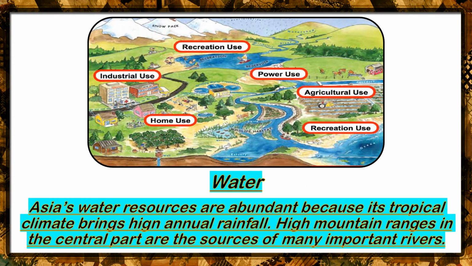Next class, we have water. So Asia's water resources are abundant because its tropical climate brings high annual rainfall. High mountain ranges in the central part are the sources of many important rivers. So because we have abundant supply of water, we can use it for recreation purposes, for power purposes, agricultural purposes, home purposes, and industrial purposes.